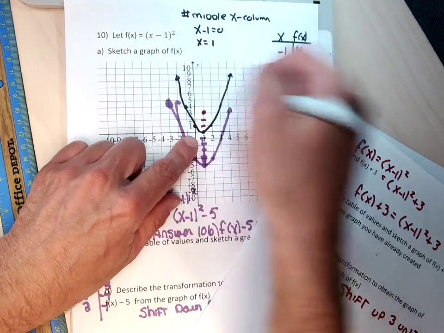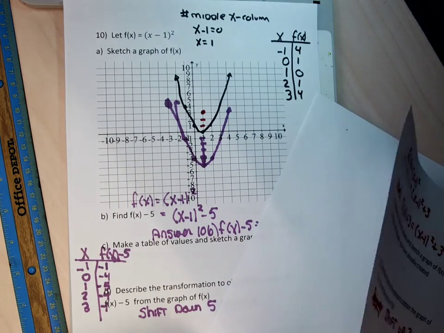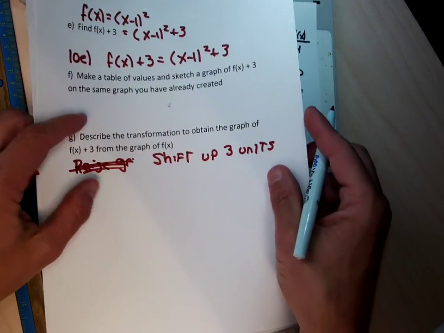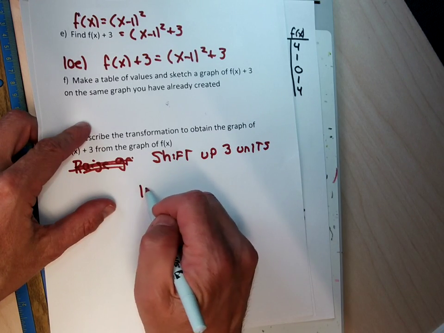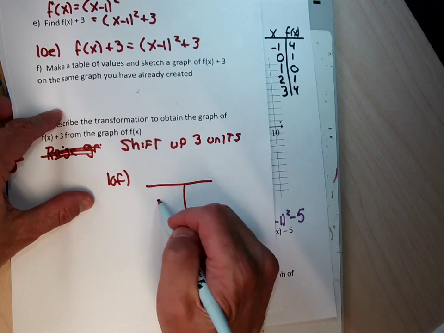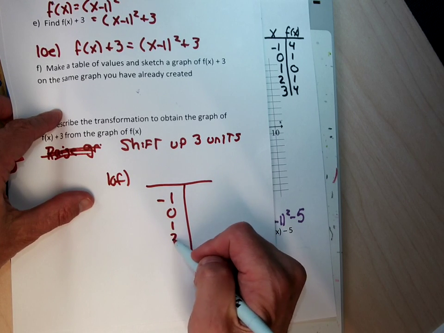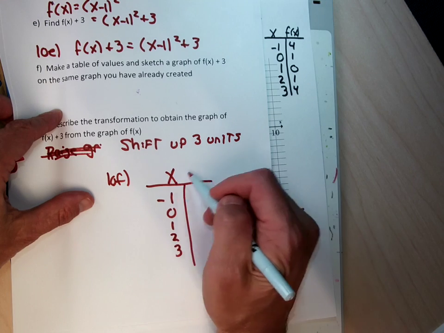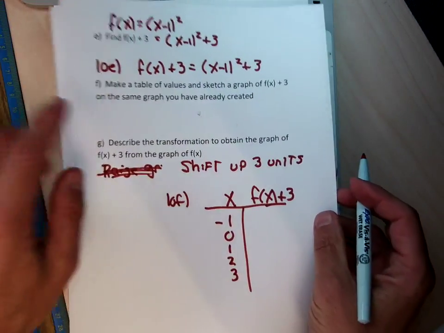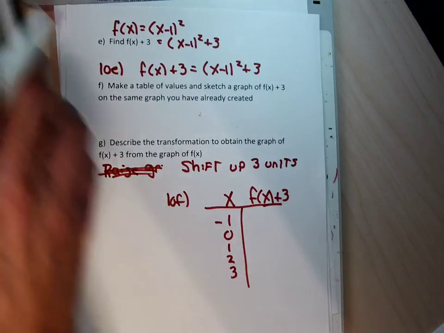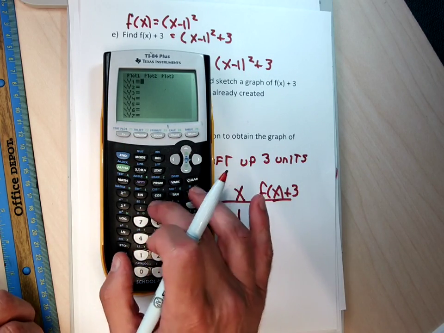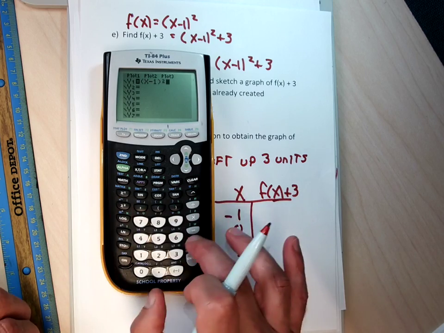It's going to start right there, and I'm going to get another U. When I go to do this graph, I'm going to use the exact same x's. For part F of number 10, I'm going to use those same x's of -1, 0, 1, 2, 3 for my x's, and my y's are f of x plus 3. And now I'm going to get my y's by graphing that on my calculator. So I'm going to go y equals, clear, parentheses x minus 1 squared plus 3.